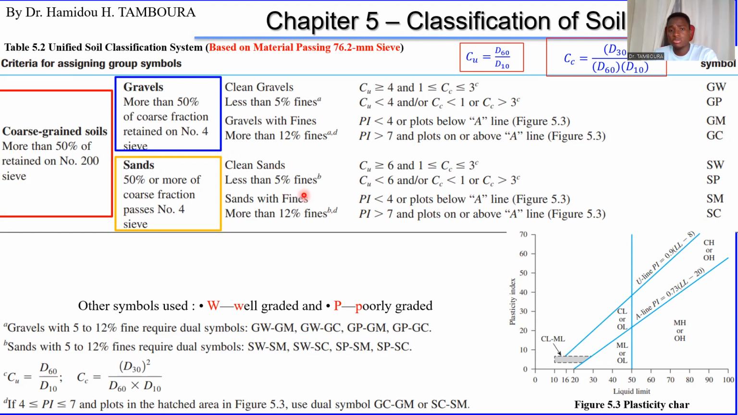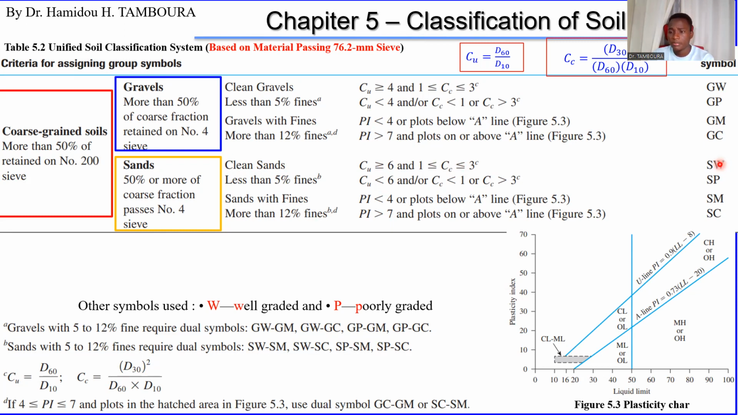So you do the same thing for sand. Check if it is clean sand. For you to check that, you need to know the percentage of fine. The percentage of fine is the percentage passing the sieve number 200. If that percentage is less than 5, then your sand is clean sand. Then you go and check these two coefficients. If this condition is respected, then your sand is well-graded sand.